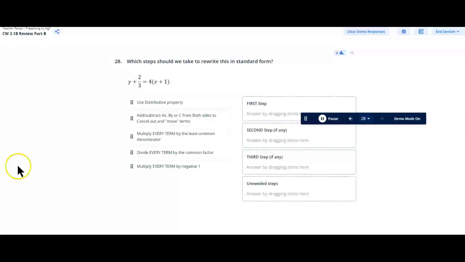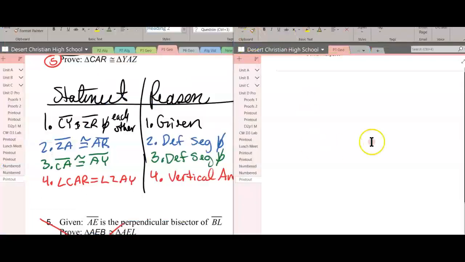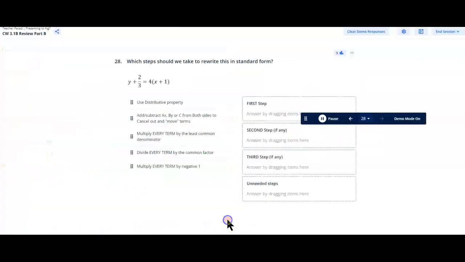Remember, only 1 unneeded step, but 2 third steps. You might find it helpful to actually write it down and work through it, because there are a lot of pieces here. I'm going to do that on the board while you're working. Actually, I'm going to see if I can bring this up on OneNote and work it up, for those who are doing this on paper.